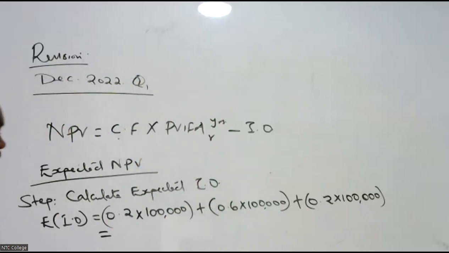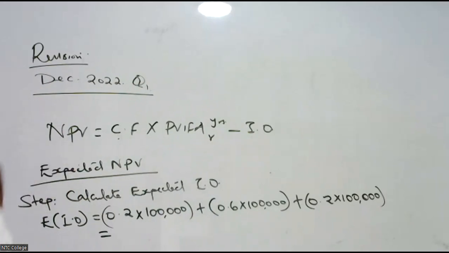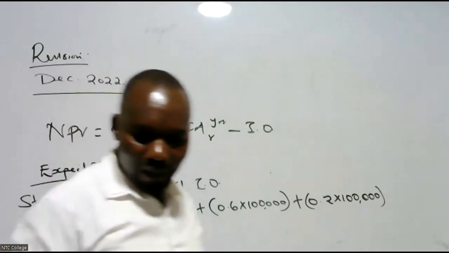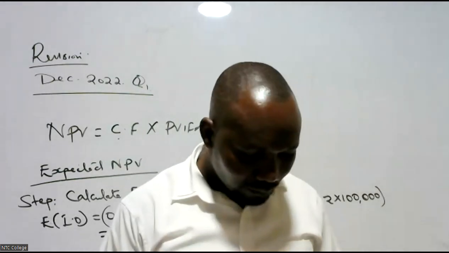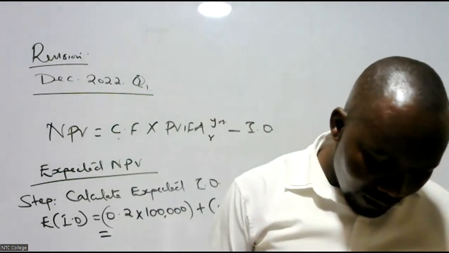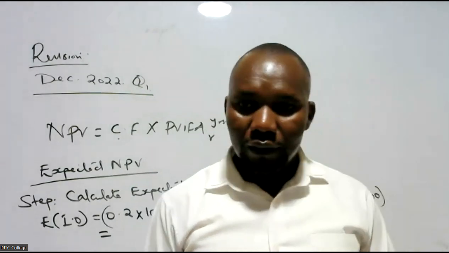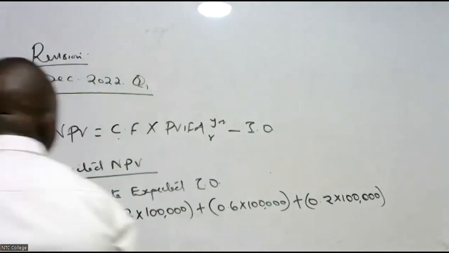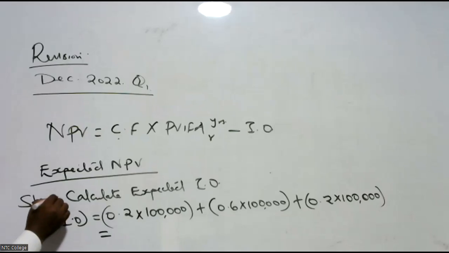So how much do you get here? And that will be our average IO, which you can now use to get average NPV. What is the answer? Start with that. Then we can go to the annual cash flows. Average annual cash flows. So that is the first thing. That is step one.